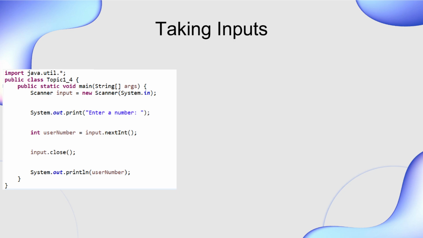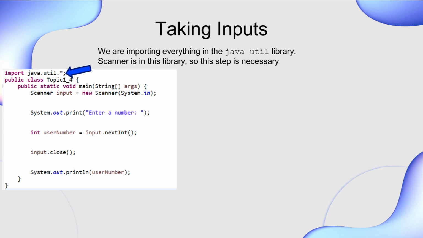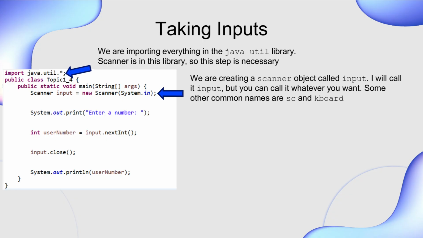Let's take a look at this code snippet. First, we are importing everything in the Java util library. Scanner is in this library, so this step is necessary. Then we are creating a Scanner object called input. I will call it input, but you can call it whatever you want. Some other common names are sc and kboard.